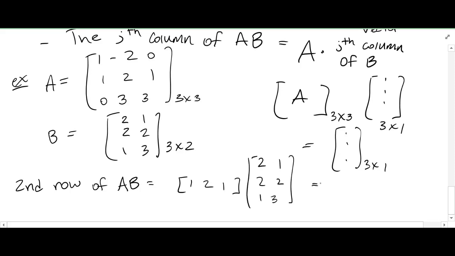So when you multiply these two together, you would get, let's see, this is a 1 by 3 and this is a 3 by 2. So the resulting vector should be a 1 by 2. So it looks like you'll get 2 plus 4 plus 1, 7, and 1 plus 4 plus 3, like 8. So that would be the second row of AB.